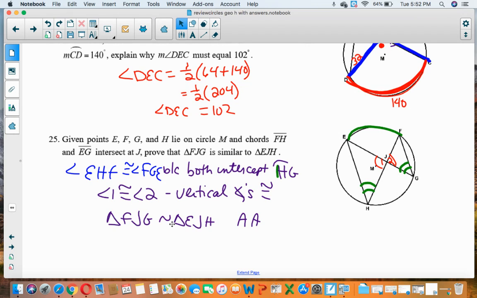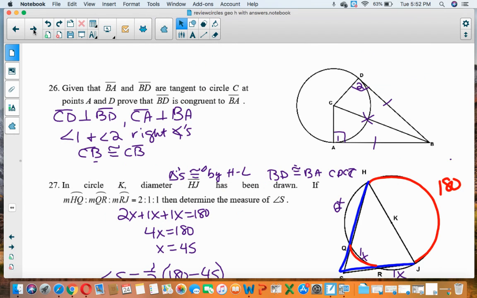All right, flipping over to the next page. Basically, because this is a tangent and a radius, that makes these lines perpendicular. So CD is perpendicular to BD and CA is perpendicular to BA because a tangent and a radius are perpendicular. That makes angle 1 and angle 2 both right angles because perpendicular lines form right angles, and those right angles would be congruent to each other.